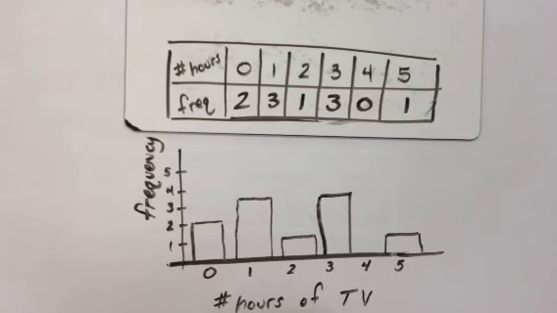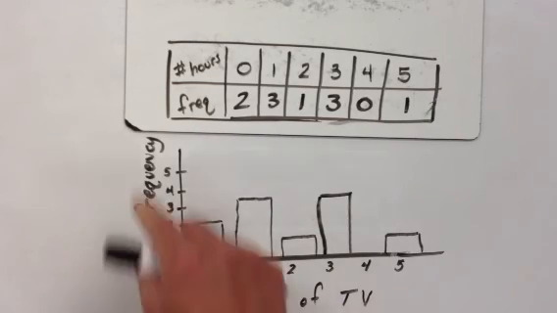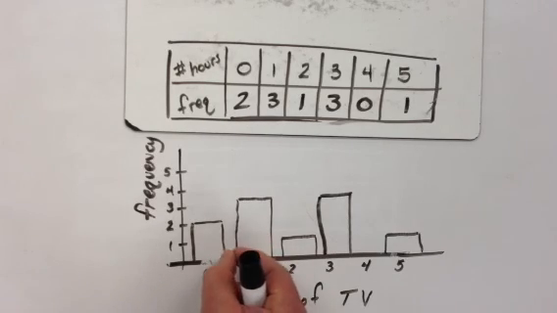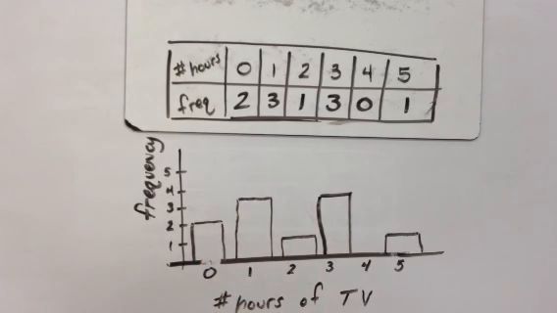Again, we need to have labels on both axes, and we have to have equal distance between each bar and equal spacing. This is going to be different than a histogram because a histogram will delete these spaces in between, as you're going to see in the next video.